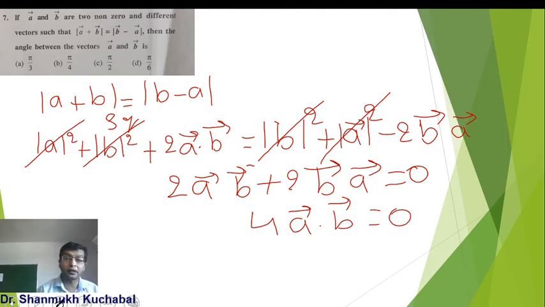Dot product as 0 means the two vectors are perpendicular to each other, so the angle between them is 90 degrees, pi by 2. Therefore, clearly option C is the right answer. Okay, you can take a screenshot of this.